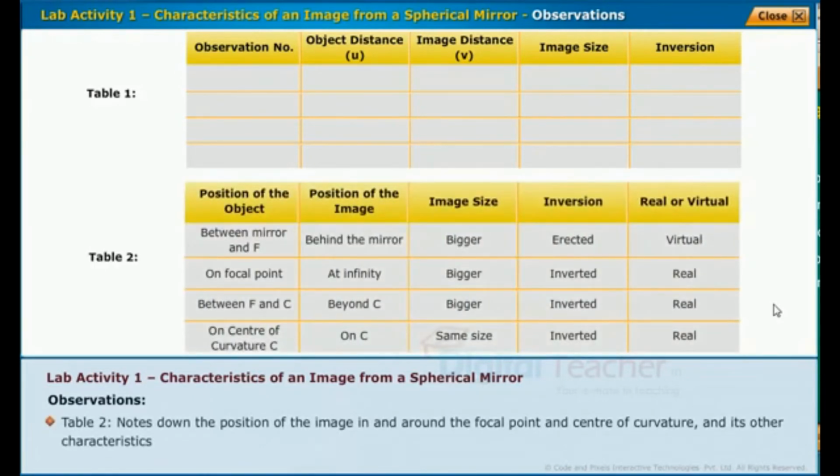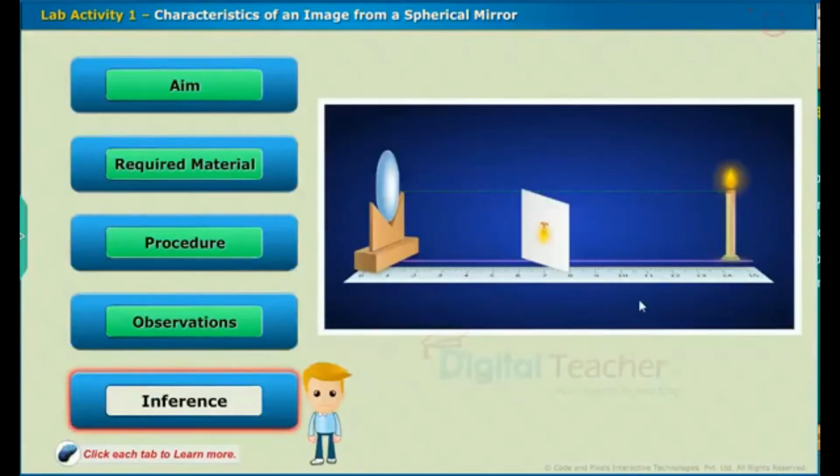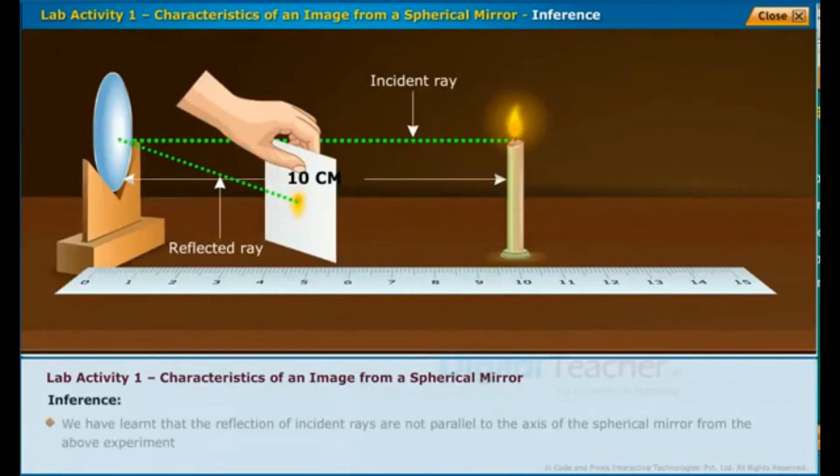Table 2 notes down the position of the image in and around the focal point and center of curvature and its other characteristics. From this activity, we have learned that the reflection of incident rays that are not parallel to the axis of the spherical mirror behaves differently from the above experiment. Let us find the characteristics of images formed from a spherical mirror with non-parallel incident rays using ray diagrams. Now, let us learn about the ray diagrams in detail.